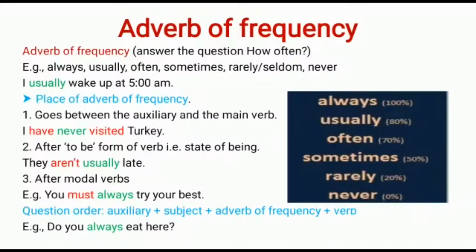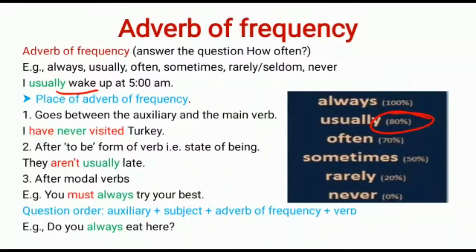You can understand this with the help of this example. I usually wake up at 5 a.m. Now it means that he does not wake up at 5 a.m. every day, but most of the time he wakes up at 5 a.m. That is, the frequency of his waking up at 5 a.m. is 80%, and that is why we have used the adverb usually here.